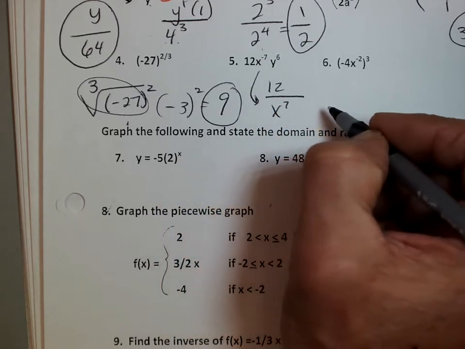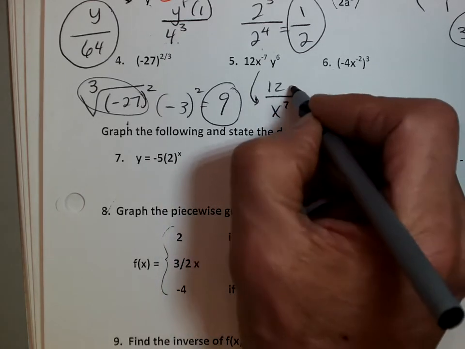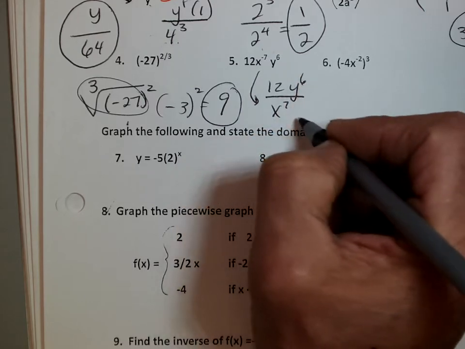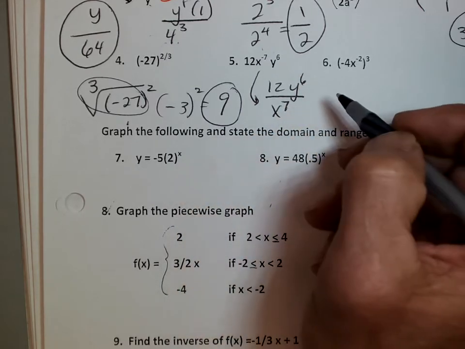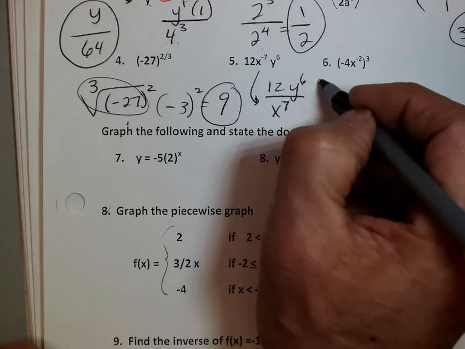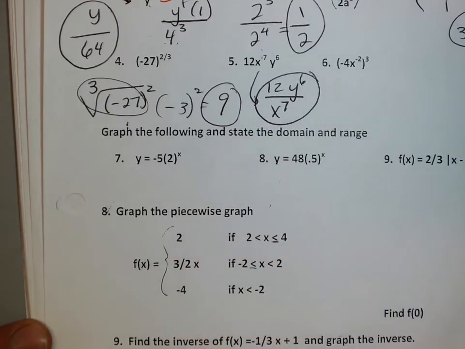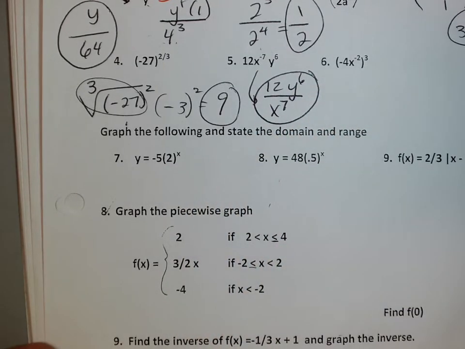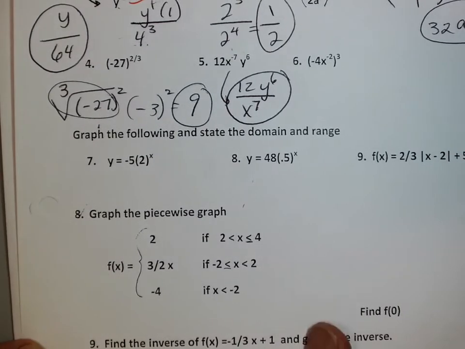The y to the 6 has a positive exponent. Leave it where it's at. And I don't think there's anything else I can do. I think that's it. Okay. All right, number 6.